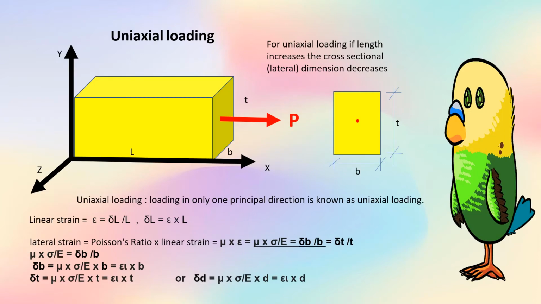Now let us come to what is uniaxial loading. Here is the definition: loading in only one principal direction is known as uniaxial loading. Now there are three principal directions. One is x, another is y, and the third direction is z.